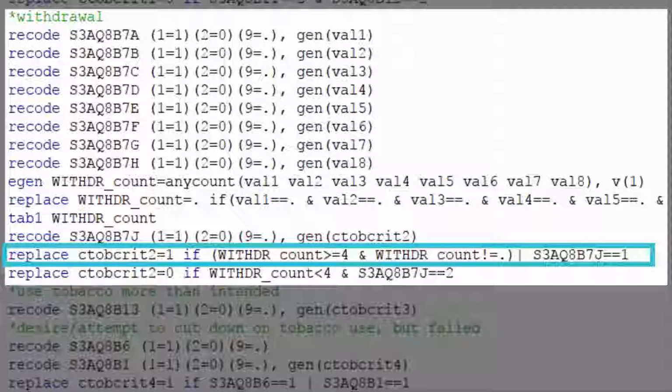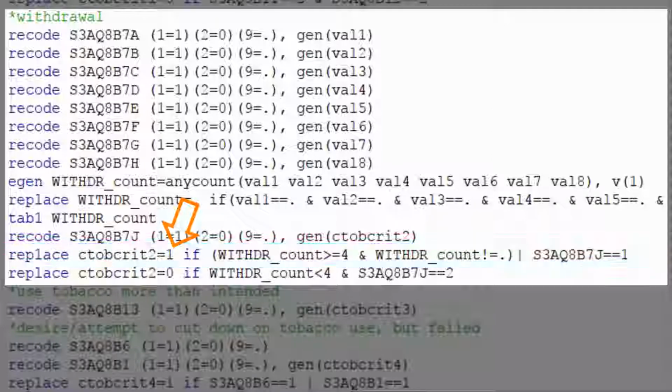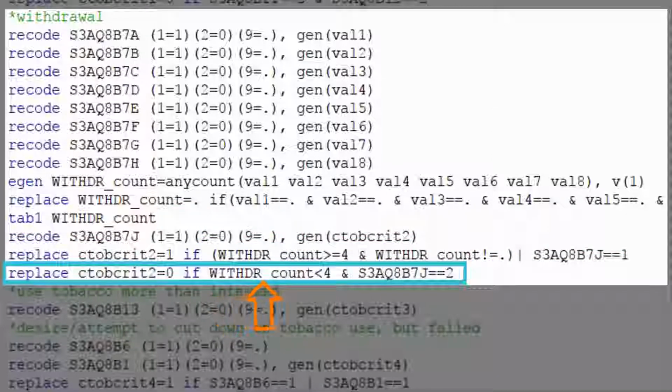If the sum of the withdrawal symptoms variables is 4 or more, or the answer is yes to using tobacco in the last 12 months to avoid nicotine withdrawal symptoms, then this new withdrawal variable is defined as 1. If the sum of the withdrawal symptom variable is less than 4, and the answer is no to using tobacco in the last 12 months to avoid nicotine withdrawal symptoms, then the new withdrawal variable is defined as 0.